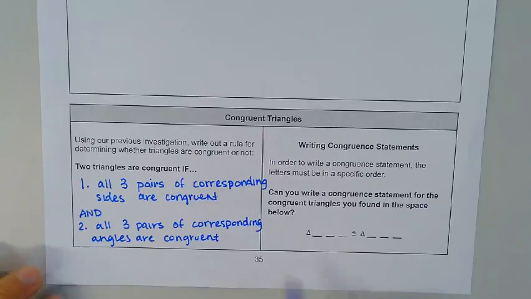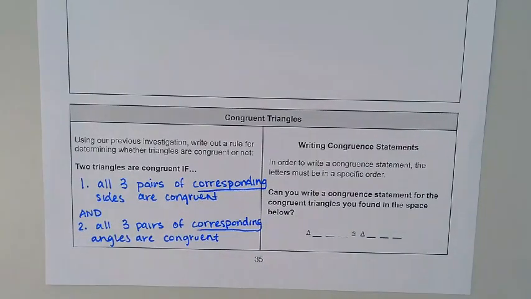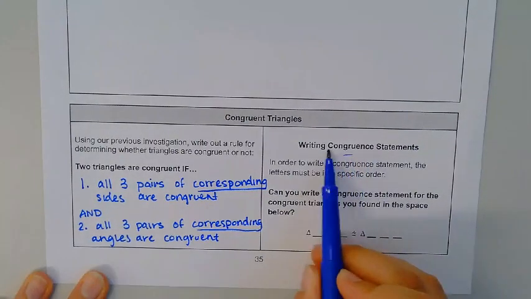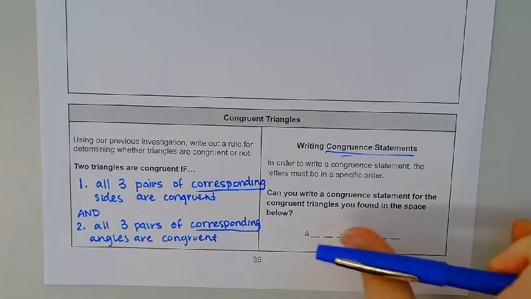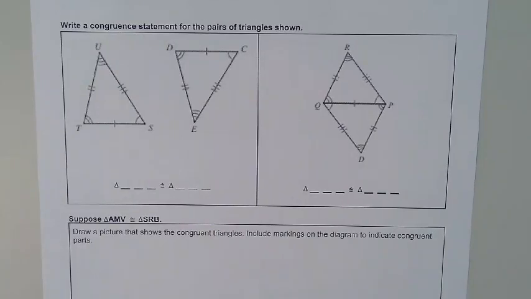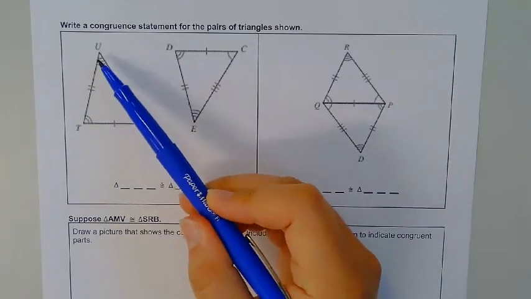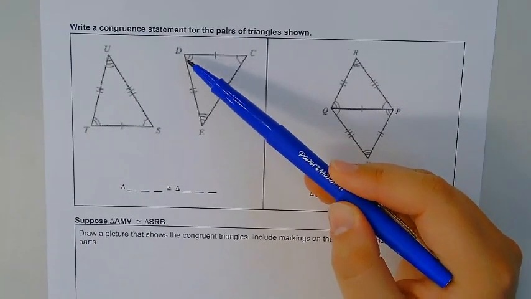So we're going to talk about what it means to be corresponding sides and corresponding angles. This is really important when we're writing congruent statements. So we've seen congruent statements with segments and with angles before, but now let's look at how we write a congruent statement for triangles. For this, let's actually flip over to the next page since we didn't look at those other triangles yet. So on page 36, it wants us to write a congruent statement for the pairs of triangles shown. So first we're looking at triangle UTS, and then our second triangle is triangle DEC.